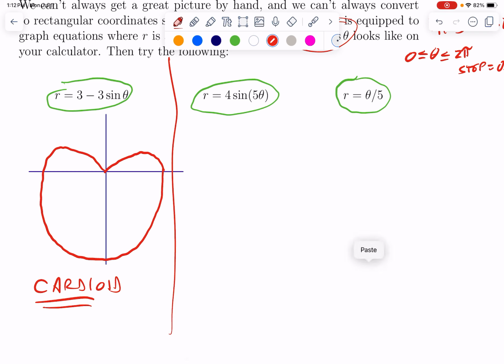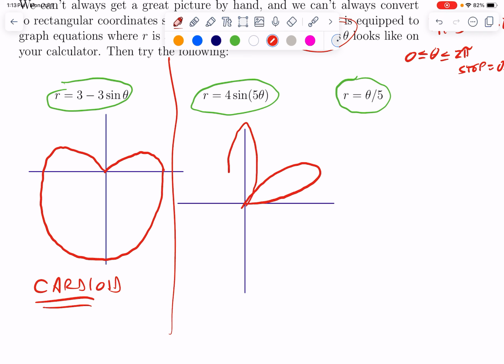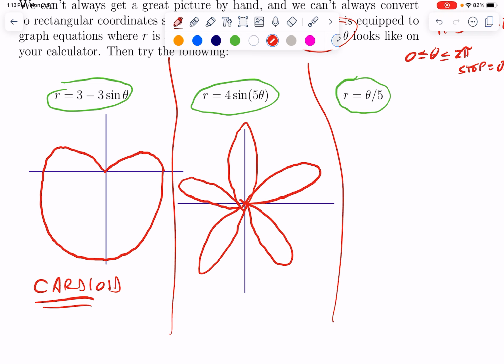We could graph 4 times sine of 5 theta. What that is going to look like might remind you of a flower. It'll have 5-part symmetry where the radius gets bigger and smaller and bigger and smaller. And my picture here is atrocious. The correct one has 5-part radial symmetry.